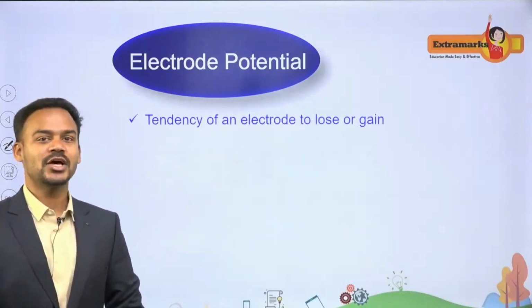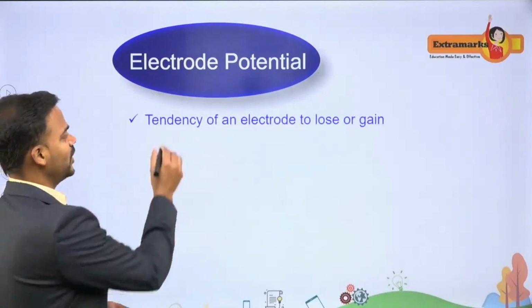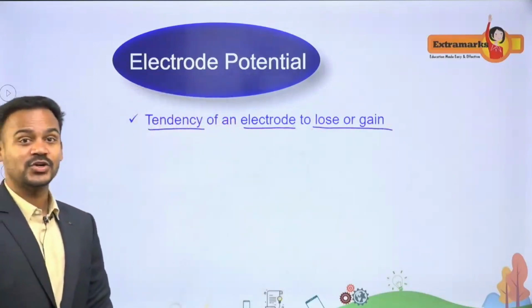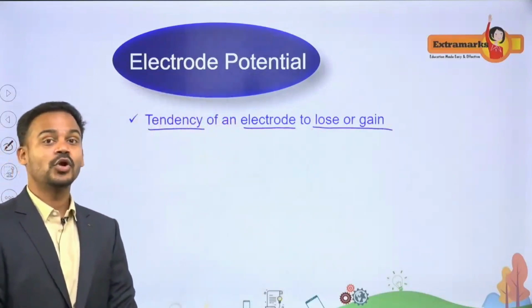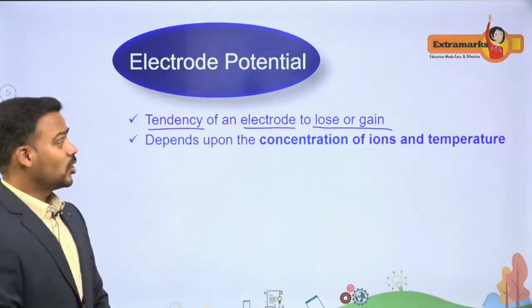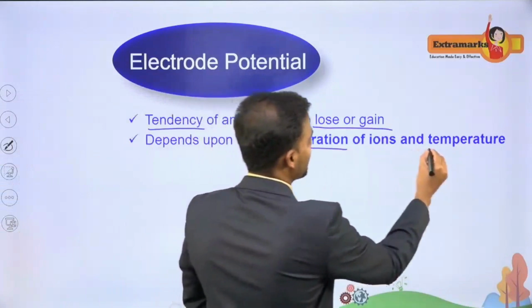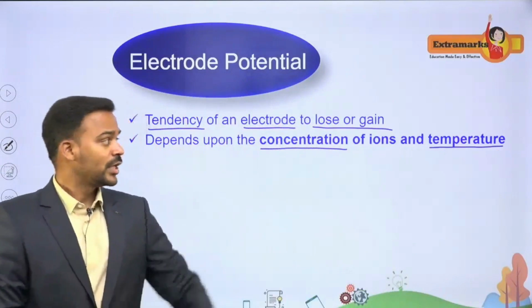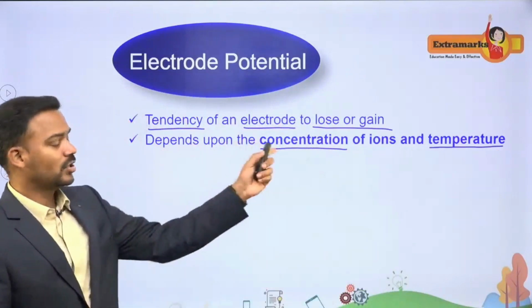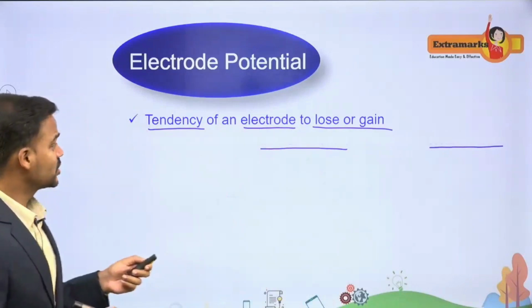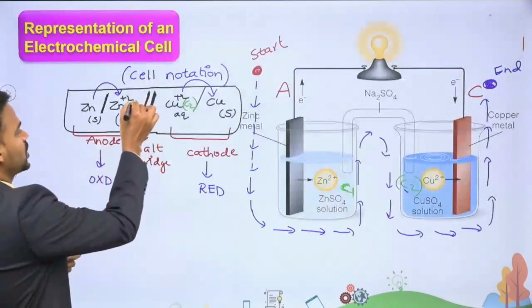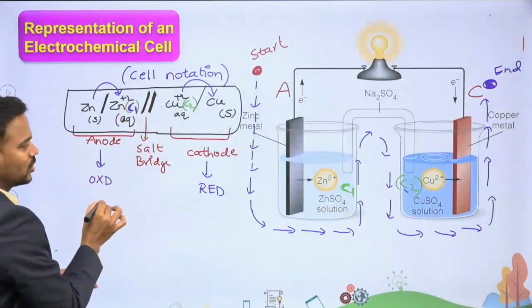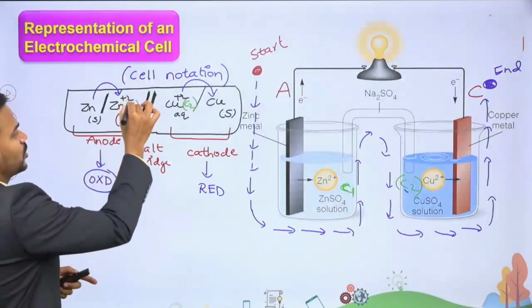So what are electrode potentials now? Electrode potential is the tendency of an electrode to lose or gain electrons. That is called the electrode potential. It depends upon the concentration as well as the temperature. Obviously, we keep the temperature constant; we do it at room temperature. So keeping the temperature constant, it mainly depends upon the concentration. We have seen what that concentration is. So it depends upon this concentration. The potential developed here is called the oxidation potential, and the oxidation potential developed here depends upon the concentration here.